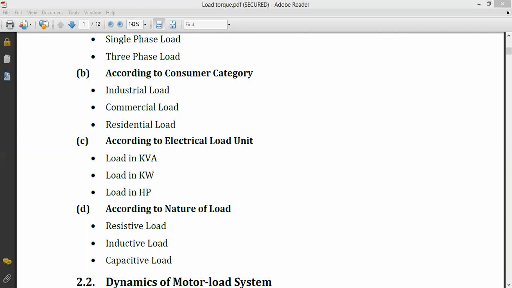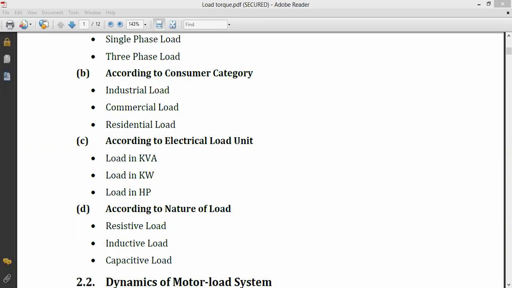So commercial means commercially we can use the electricity power. So this type of load comes under the category of the commercial load. And number 3 is called the residential load. Residential load means the load which you people and I people use in our homes, and that load is basically called the residential load.